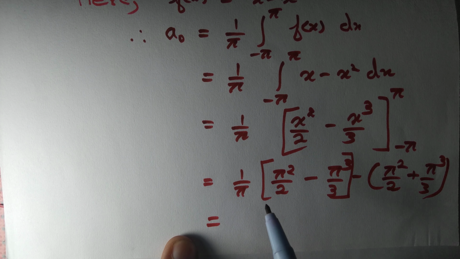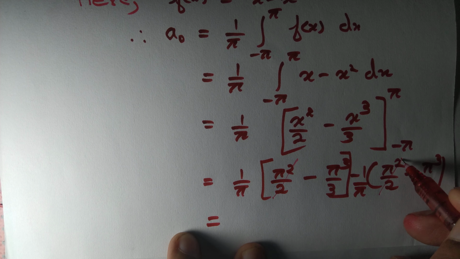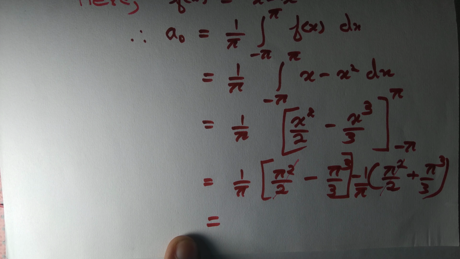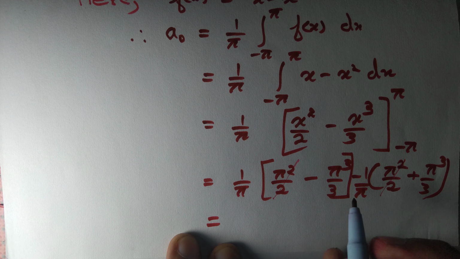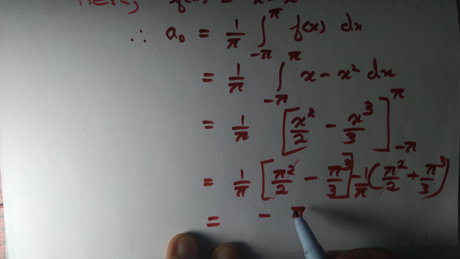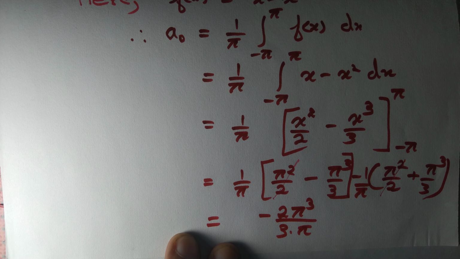Now, 1/π is there here as well. Observe that we can cancel something. π²/2 minus π²/2, we can cancel it out. π³, there are two numbers of π³. So, this is equal to minus 2π³/3 into 1/π, and that is equal to -2π²/3. So, we have determined a0.